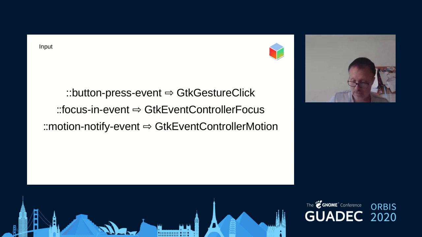In the previous areas, we've already seen a number of auxiliary objects taking over the role of widget signals. And this trend is much more pronounced in the area of input, actually, because we used to have quite a few different signals there, basically one signal for each kind of event. There was a button press event signal and a focus in event signal and a motion notify event signal, and so on and so forth. And all of these are gone in GTK4, and instead you're expected to use event controllers. I've named the corresponding event controllers here in the slide. So instead of a button press event, you're expected to use a GTK gesture click event controller. And instead of a focus in event signal handler, you'll use the GTK event controller focus, and so on and so forth.